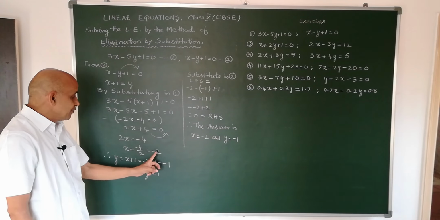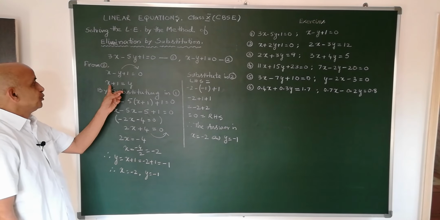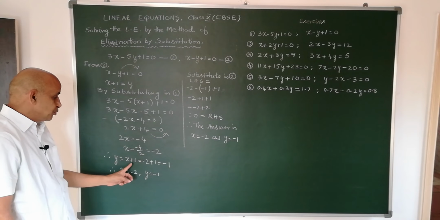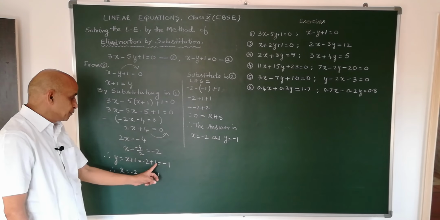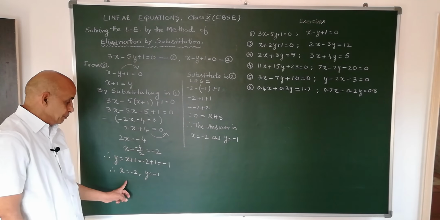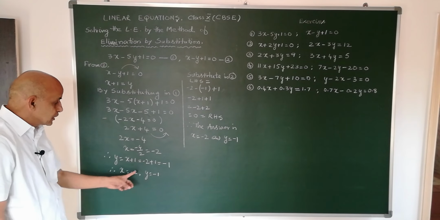Now this value of x as minus 2, I will substitute here. I will take y is equal to x plus 1. In that I will substitute the value of x as minus 2 and got the value of y as minus 1. Therefore, I got the two values. Now I can check whether my answer is correct or not.